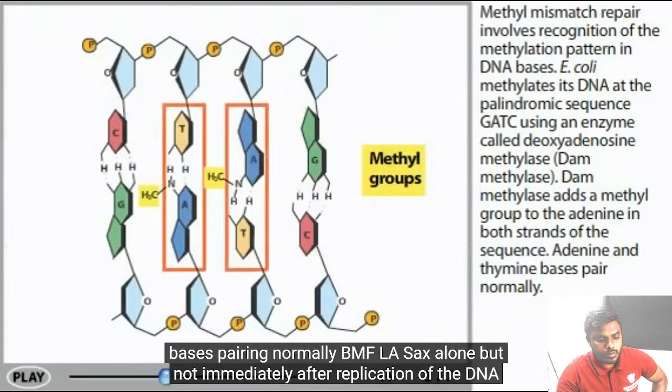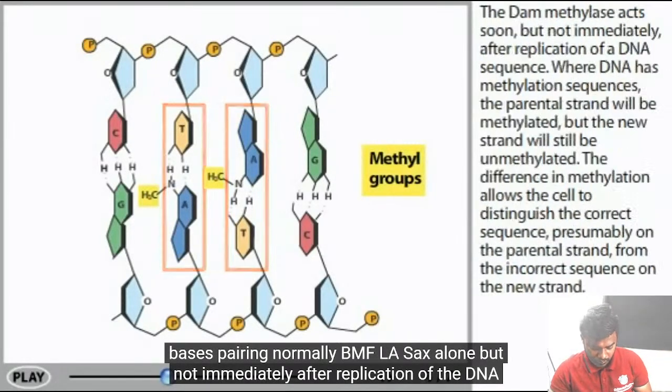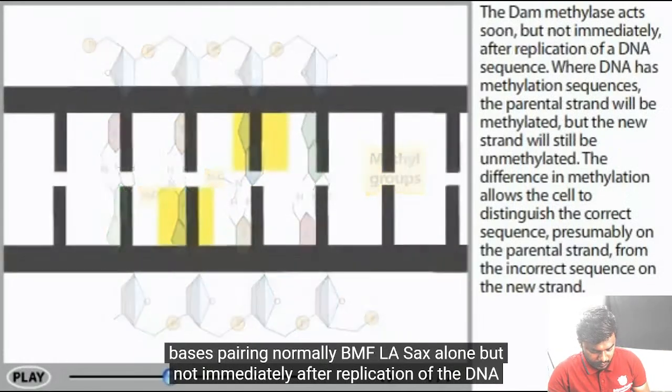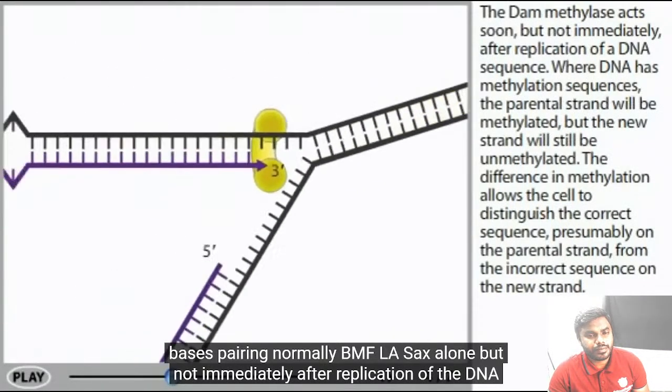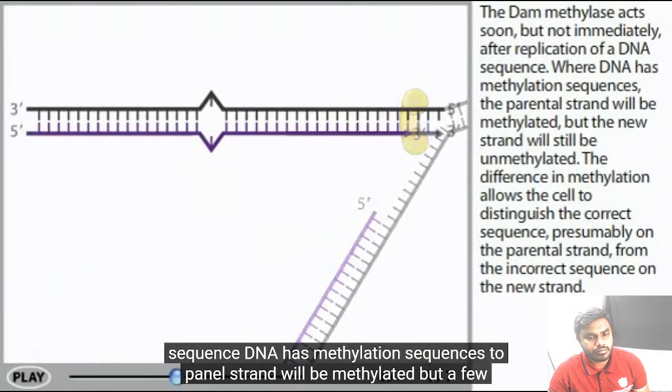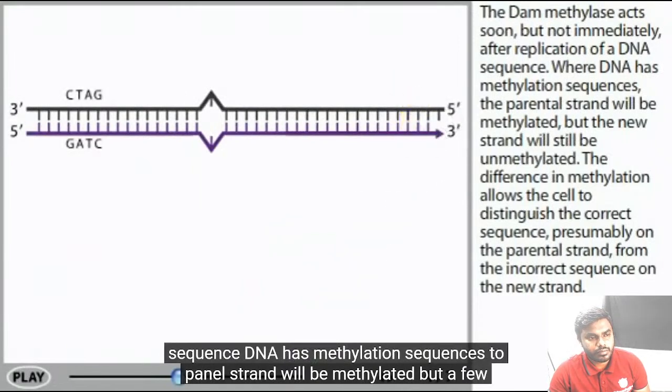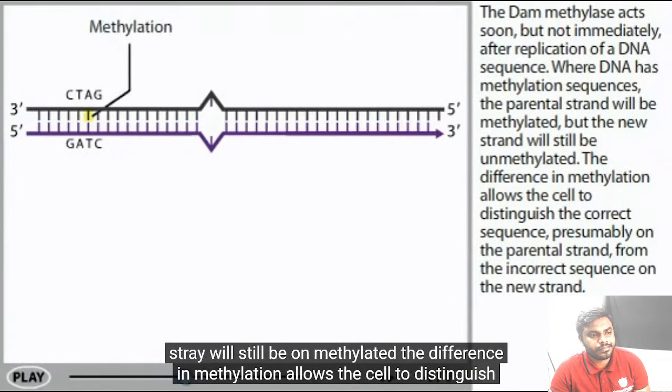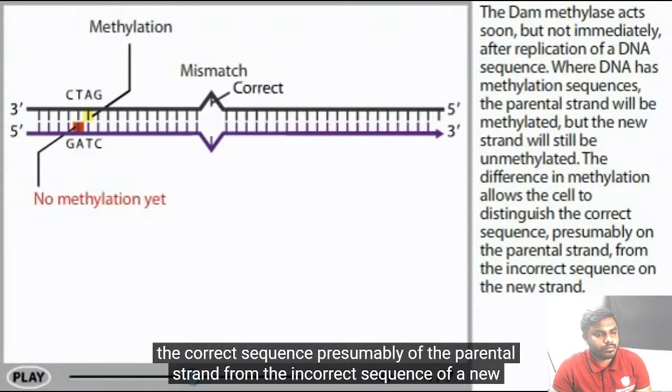Adenine and thymine bases pair normally. The DAM methylase acts soon, but not immediately, after replication of a DNA sequence. Where DNA has methylation sequences, the parental strand will be methylated, but the new strand will still be unmethylated. The difference in methylation allows the cell to distinguish the correct sequence, presumably on the parental strand, from the incorrect sequence on the new strand.